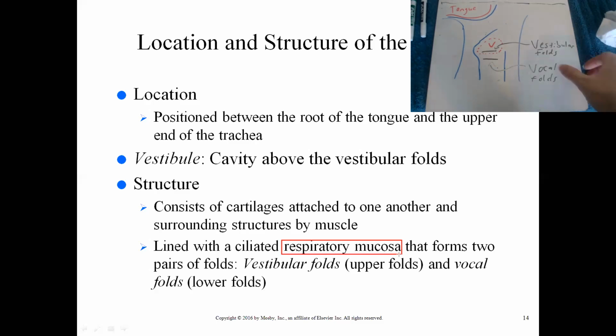But also the vocal folds specifically, the vocal folds are also called the vocal cords. And so I'll put this on the slide, because there's not that much room on the whiteboard right now. The vocal folds or vocal cords are responsible in part for producing speech.